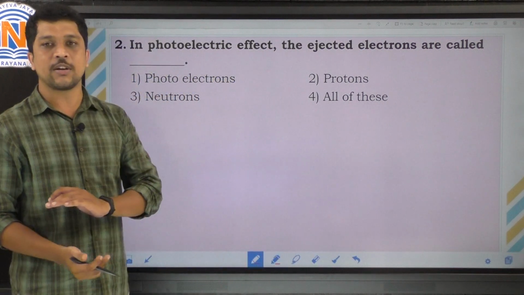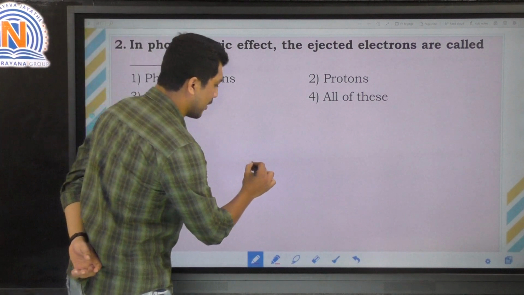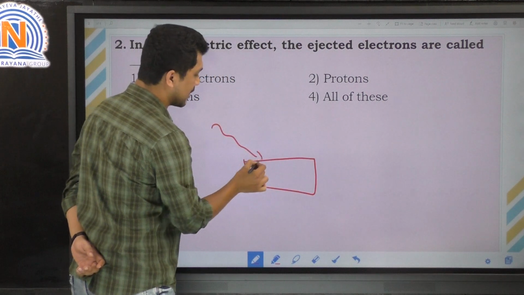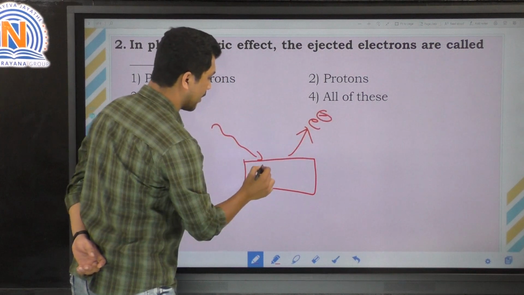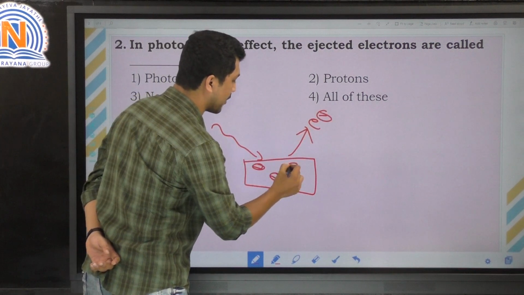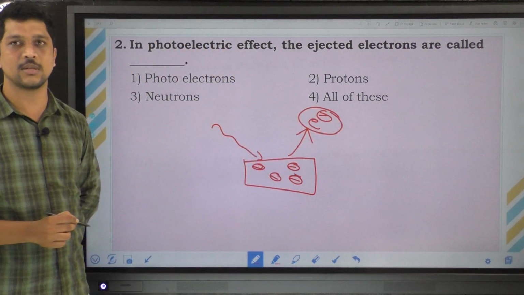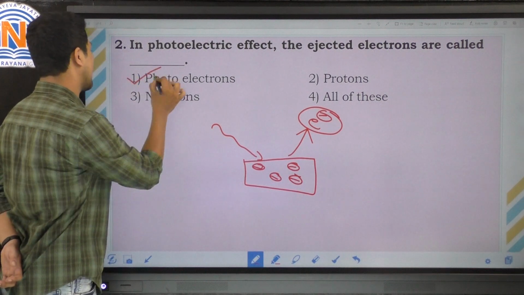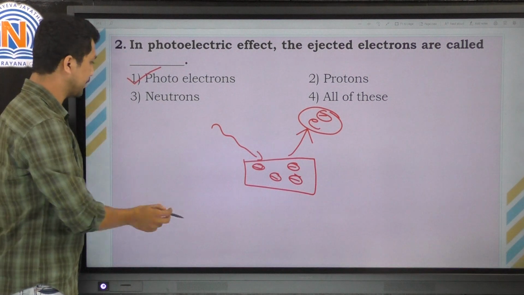So in the photoelectric effect, the ejected electrons are called as... just now we discussed, whenever a beam of light strikes the metal surface, the electrons will eject from the metal surface, right? So these electrons are called photoelectrons. So the correct option is the first option. Clear? Let's move on to the next question.